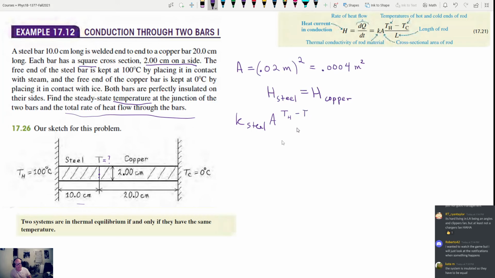And what I'm going to do is I'm going to say, we already know that T hot for the steel is, what is it? This is going to be the hot side, right? So this is going to be 100. And then we're calling the temperature at this point where they meet, T. So that's going to be the heat transfer through the steel. Hot side is going to be 100. Cold side for the steel is going to be this point right here, which is what we're trying to solve for. And then in the denominator, we have the length of the steel.